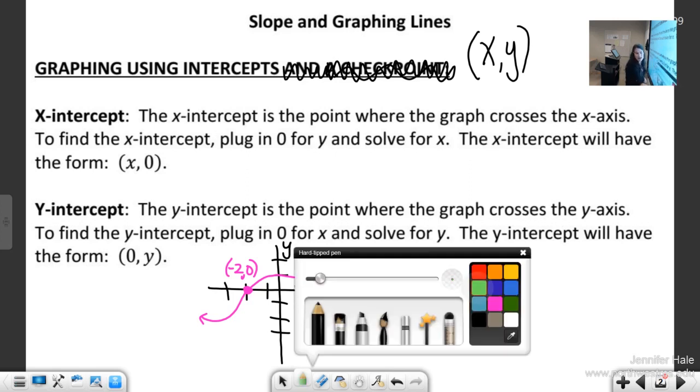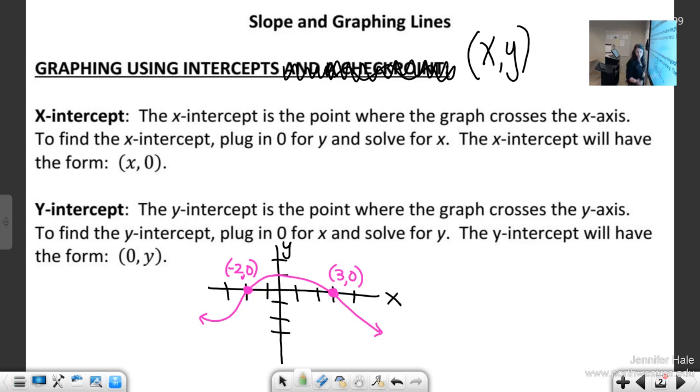How many times does my pink graph cross my y-axis? Once. So I have one y-intercept. And remember, the x-coordinate goes first, so I didn't go anywhere on the x, but I went up 1 on the y. So if you notice, the x-coordinate along this whole line, wherever I would cross, is always 0. So every intercept has what number in it?